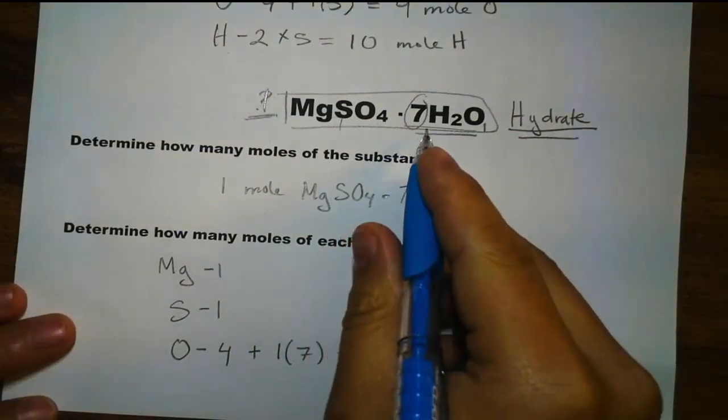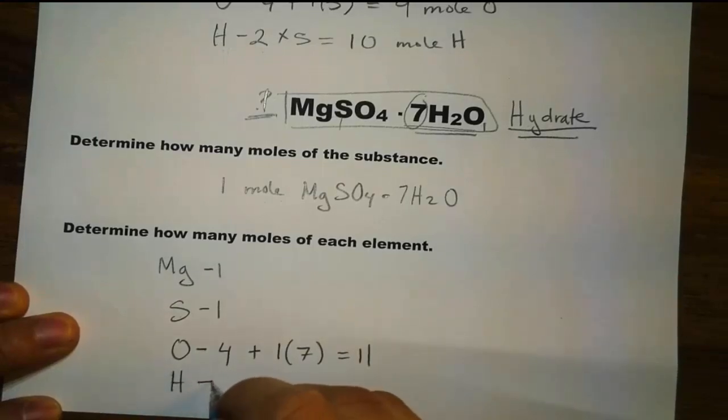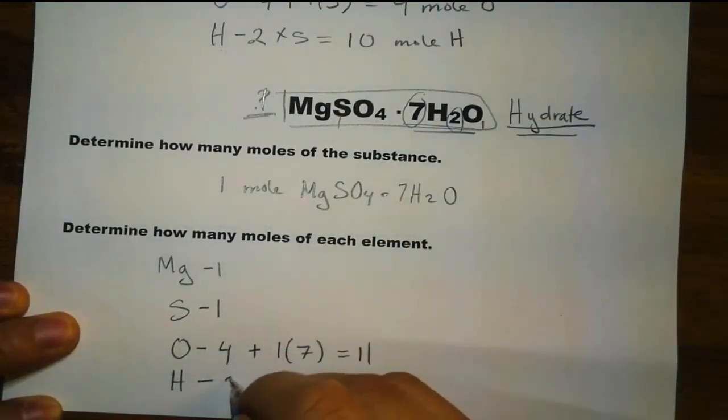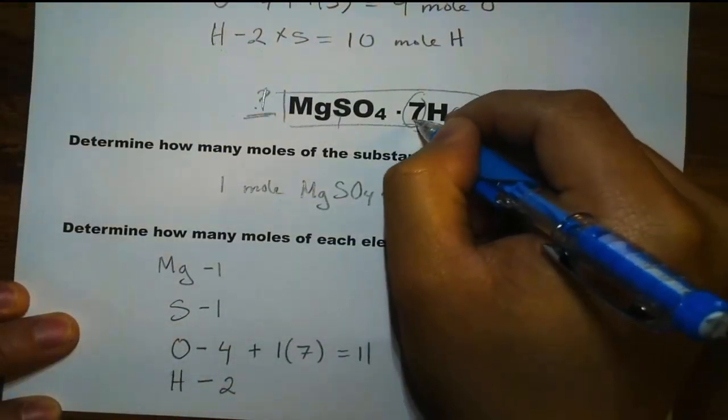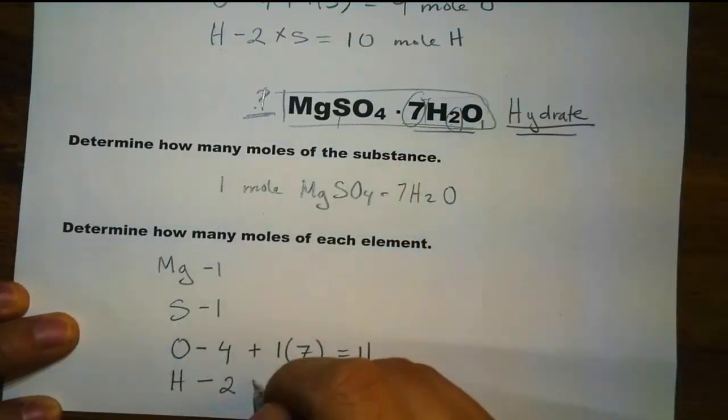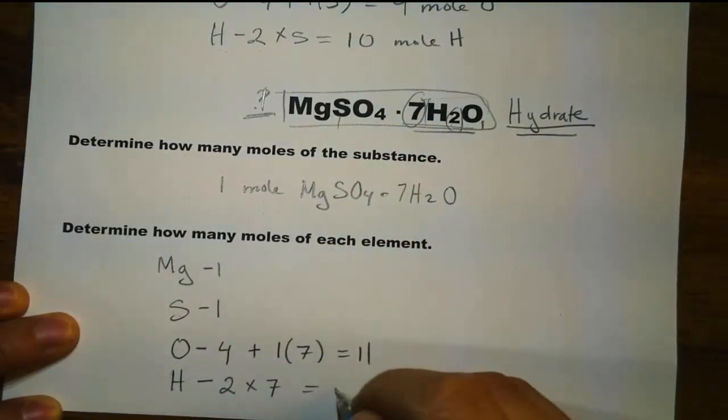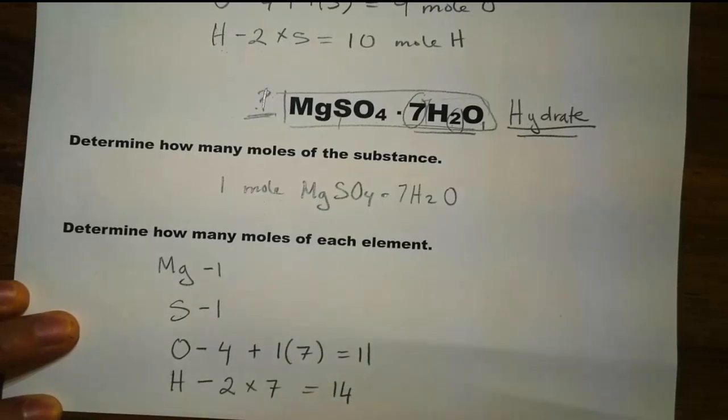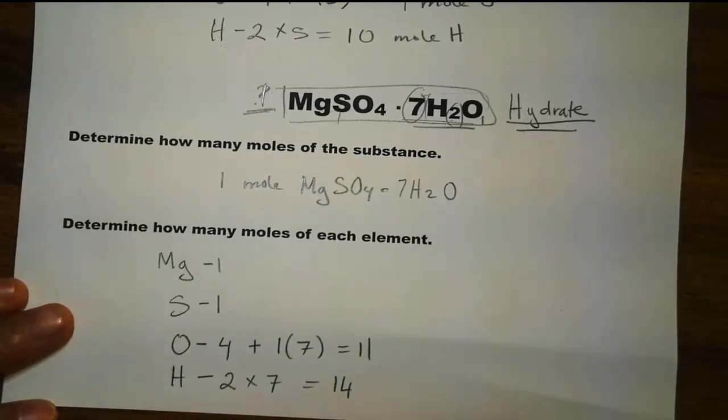Now let's get to the hydrogen. Well, the hydrogen, there are 2 right there, based on that subscript, but there are 7 of the whole water molecule. So we have to multiply by 7. That gives us 14. So isn't that easy? And then we are done.